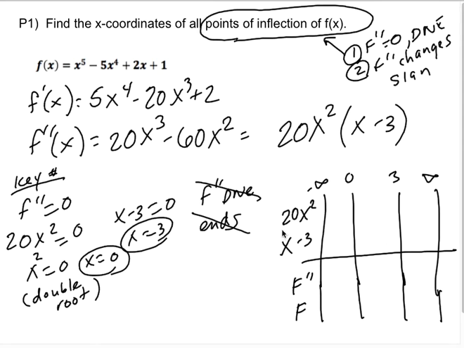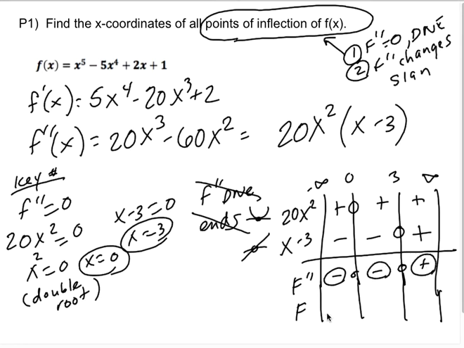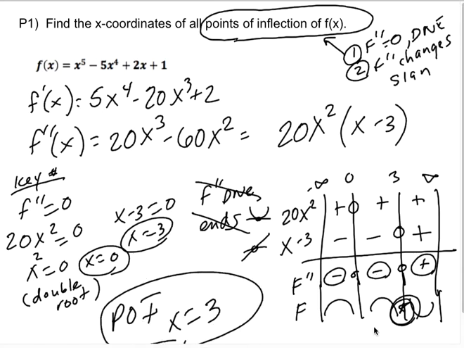So let's start with the x minus 3. It's a line with a positive slope. It is 0 at 3, which means it'll be negative before it crosses that 3 and positive after. But 20x squared is actually a parabola that just touches the axis but doesn't cross. 20x squared is going to be positive everywhere except at x equals 0. So what that means is that my f double prime is going to be negative, still negative, and then positive. So concave down, concave down, concave up. Well, that means that the only point of inflection is at x equals 3, not 0, right?